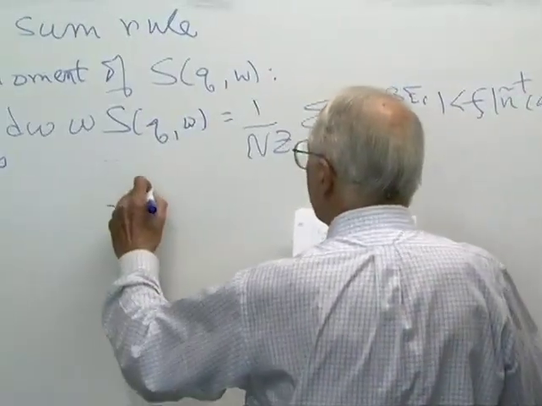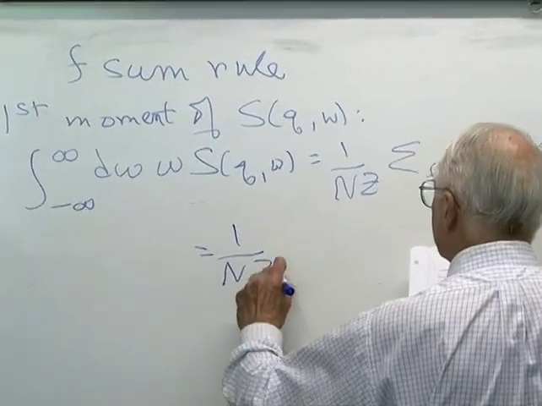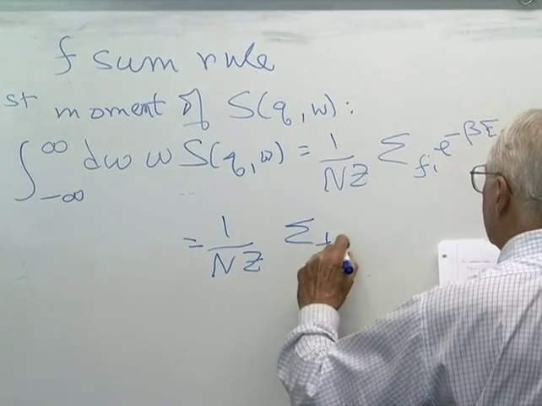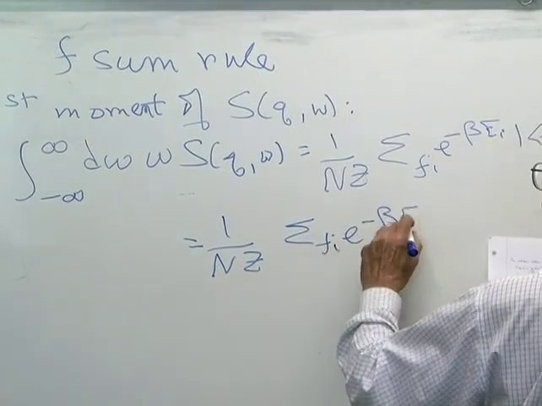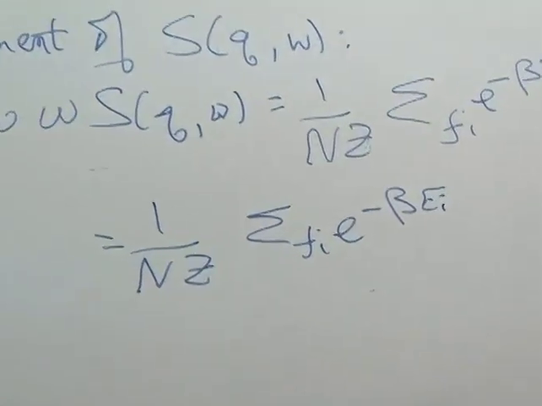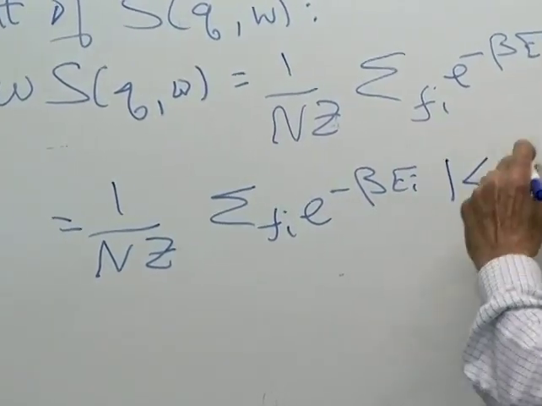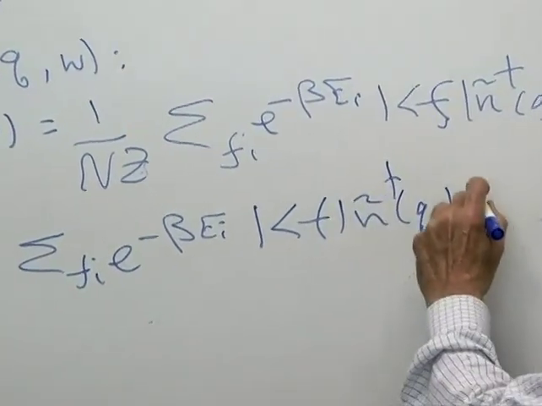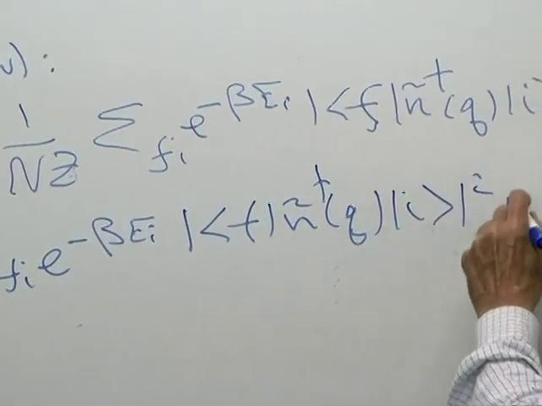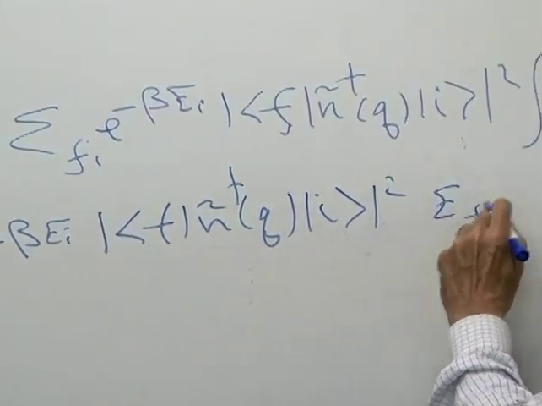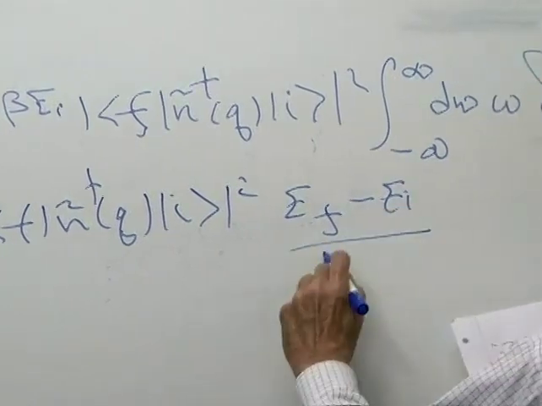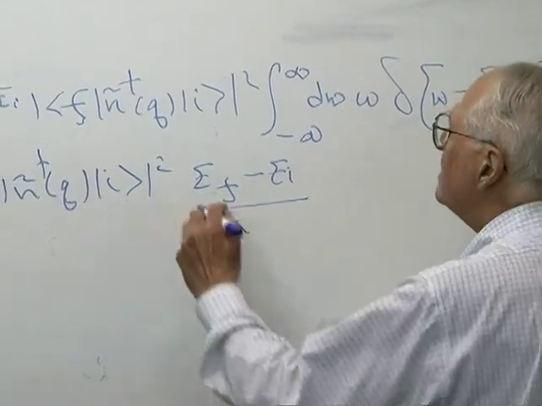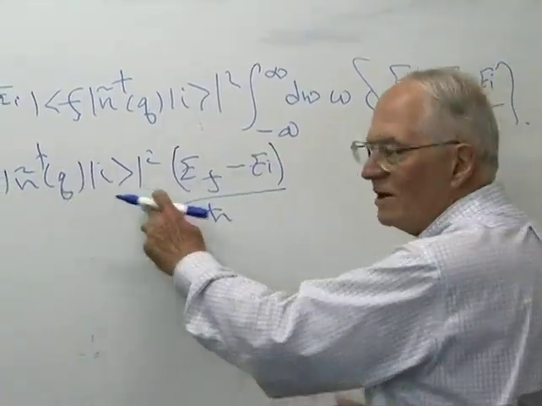So this just gives me 1 over n z, sum on f and i, e to the minus beta e i, the matrix element of n tilde of q adjoint between f and i quantity squared times e f minus e i over h bar. Okay? So I get the difference of the two energies with this quantity.